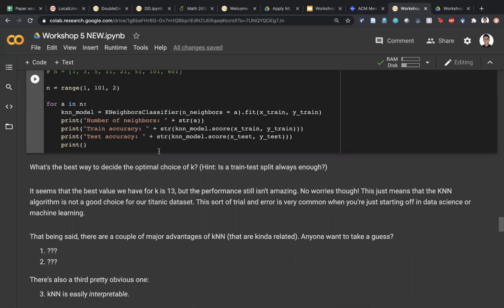In practice, does anyone want to take a stab at how you would choose the optimal value of K? So know that a train test split might not always be enough. So what's the best way of deciding whether K should be 13, 5, 20, or whatever, right? As usual, drop a message in the chat or unmute yourselves, whatever works. Hint, this is related to something we've done in a previous workshop.